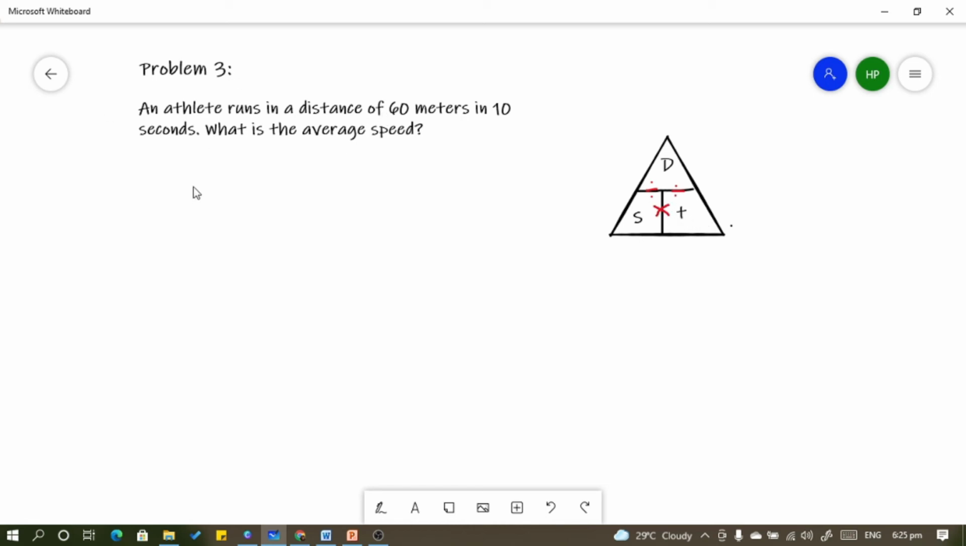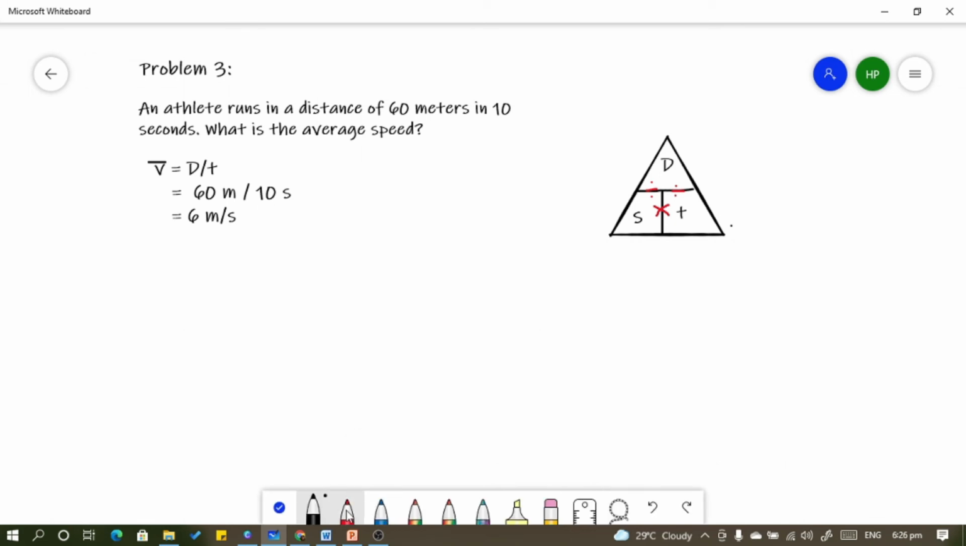So in the problem here, the given is distance and seconds. So what we're going to identify is the average speed. So this is the formula. The distance is 60 meters divided by 10 seconds. 60 divided by 10 is equal to 6 meters per second. So the athlete's average speed is 6 meters per second.